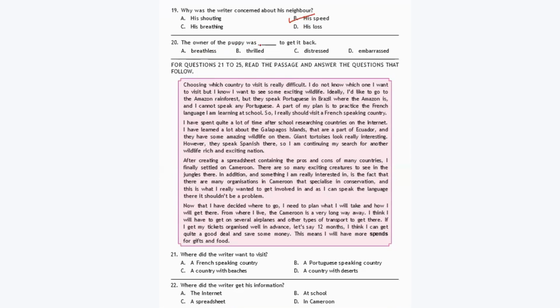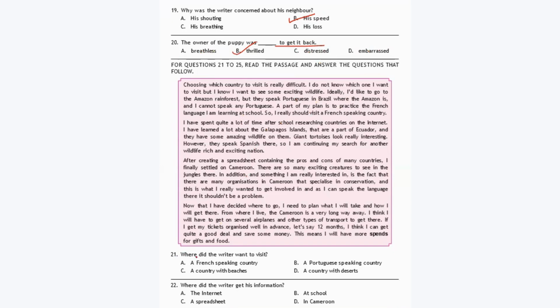The owner of the puppy was dashed to get it back. Okay, when he got it back, definitely it should be thrilled. The owner of the puppy was thrilled to get it back. Okay, he was very happy. Okay, so this completes your first passage. Now you're given another passage. You have to read the passage carefully and you have to answer the questions that follow.